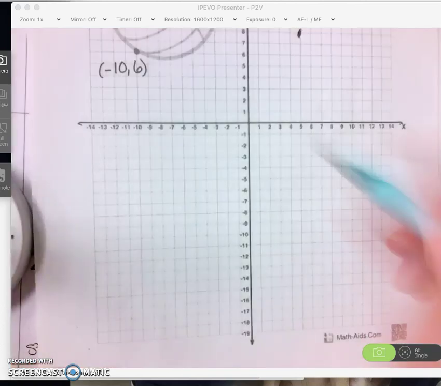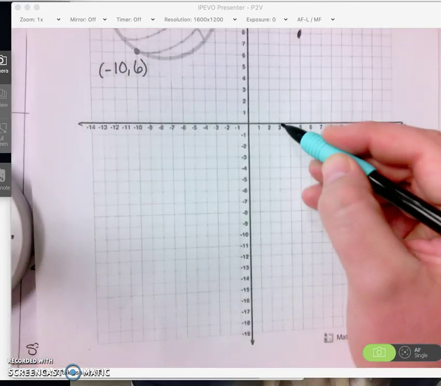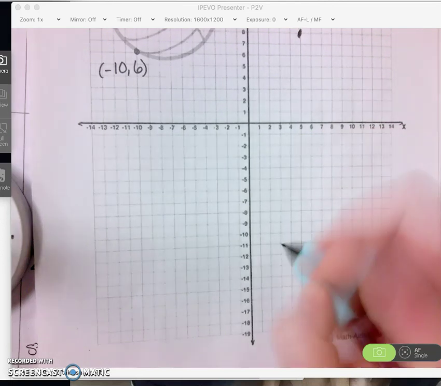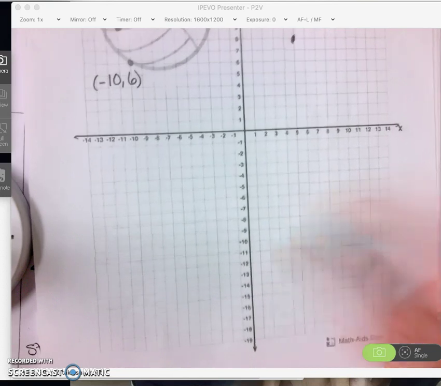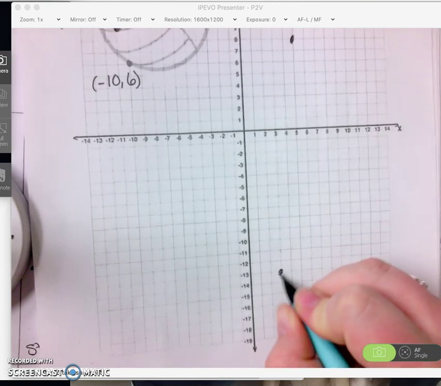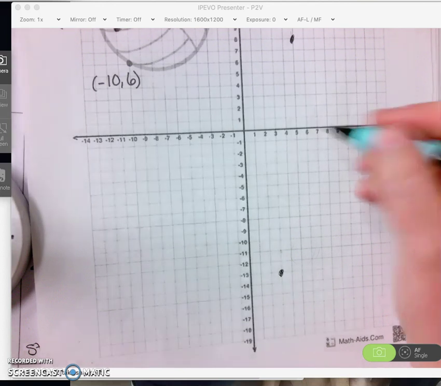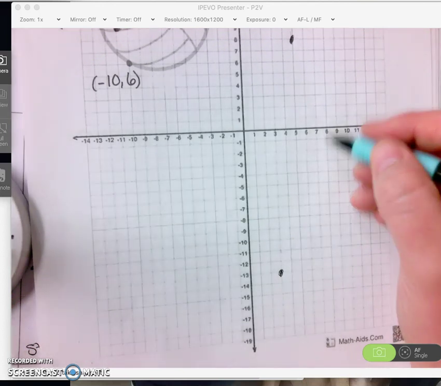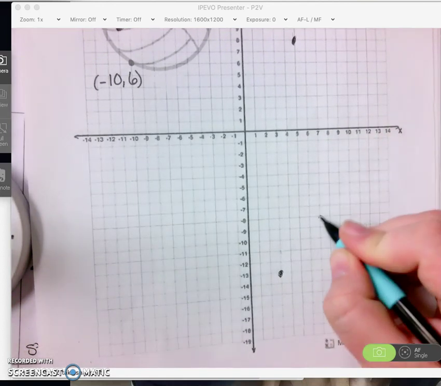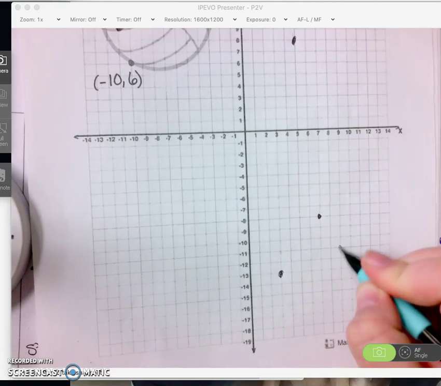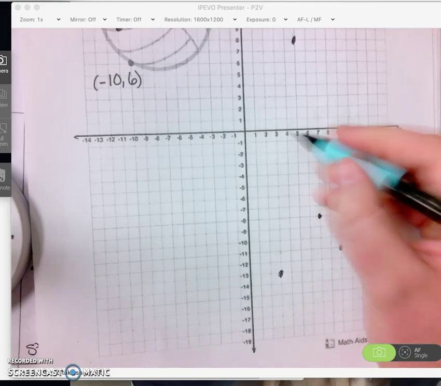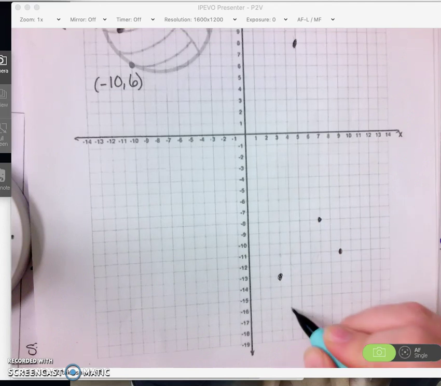Okay, so 3, negative 13, I'm going to plot my points. 3 down to negative 13. Over 7 down to negative 8. 9 down to negative 11. And 4 to negative 16.